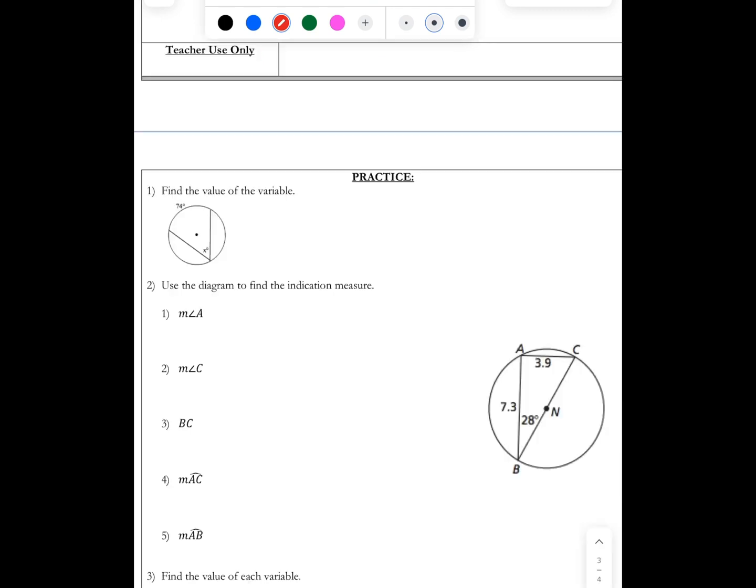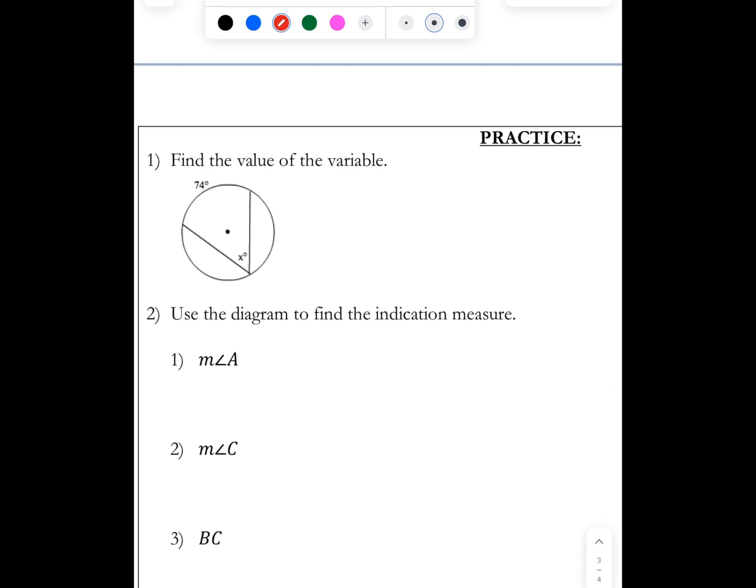Find the value of the variable. So we need to find x. The angle has to be 1/2 of the arc. So 1/2 of 74 is going to equal x. So this gives us that x is equal to 37 degrees.